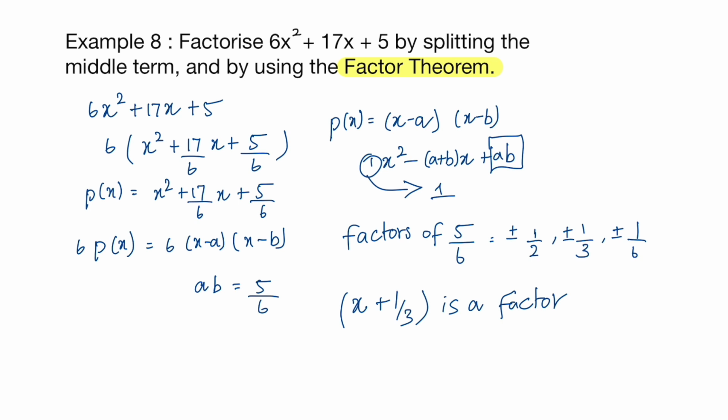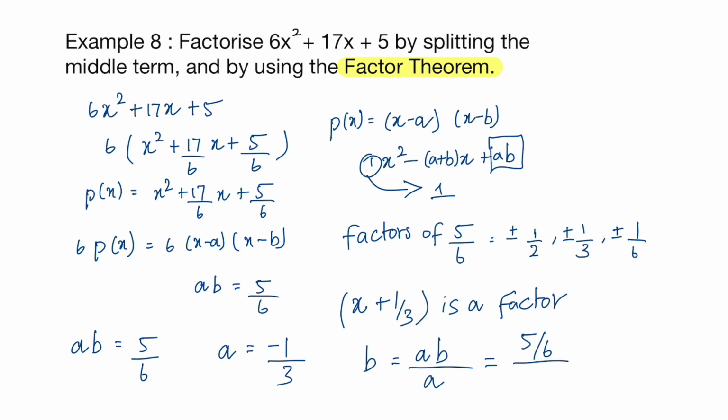A simpler way is, we know that AB is equal to 5 by 6, right? We know that, and we have found A to be minus 1 by 3, right? Because minus 1 by 3 is a root. So with this you can find the value of B, right? How do we find? B is equal to AB divided by A. Okay, as simple as that. Now the value of AB is 5 by 6 and the value of A is minus 1 by 3.